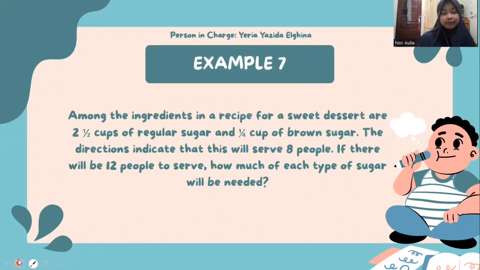Next is example 7. The question: among the ingredients in a recipe for a sweet dessert are 2 and a half cups of regular sugar and a quarter cup of brown sugar. The directions indicate that this will serve 8 people. If there will be 12 people to serve, how much of each type of sugar will be needed?